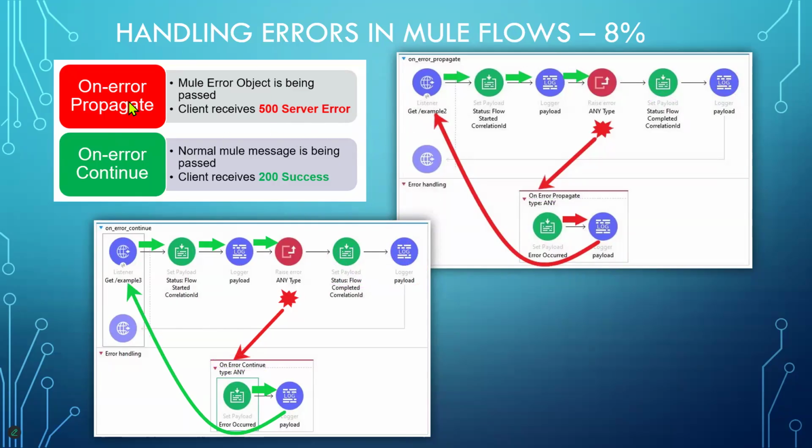So on error propagate scope and on error continue scope have different functionalities, and we want to be aware of what those look like. We're going to run some examples here in just a few minutes. So we will see.